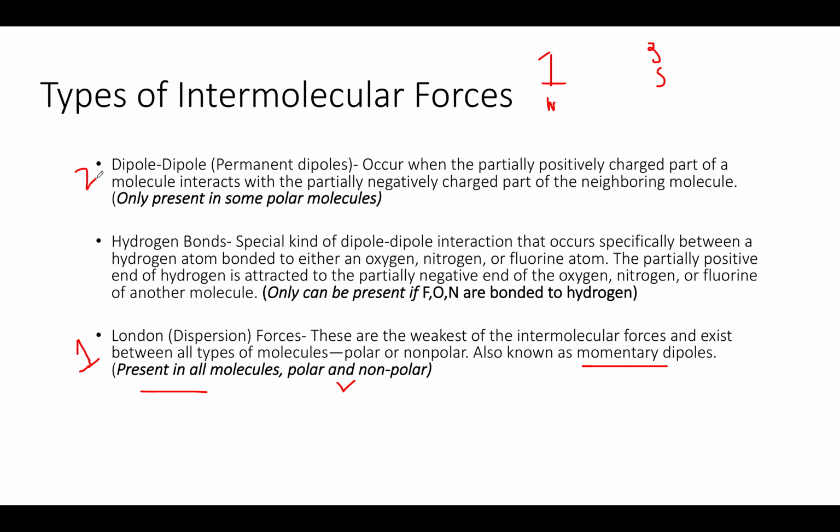So dipole-dipole forces are permanent dipoles. They're the second, so they're a little bit stronger than dispersion forces. They occur when there's a partial positive charge on one end of the molecule and a partial negative charge on the other end. You have this force in between these charges, known as a dipole.